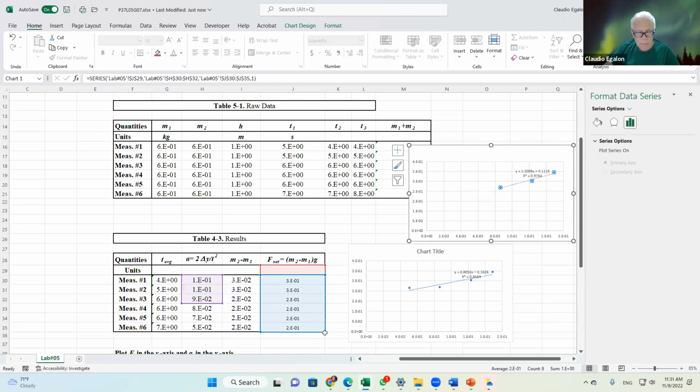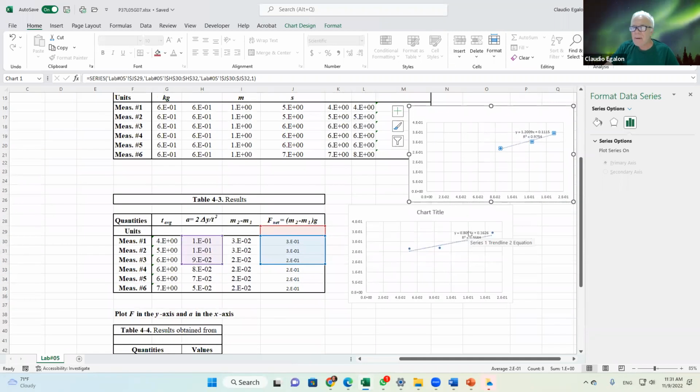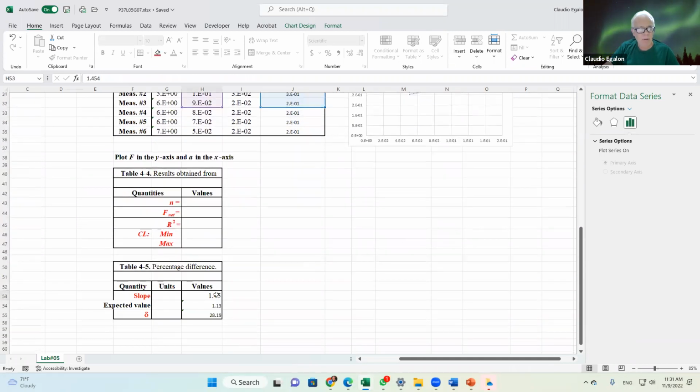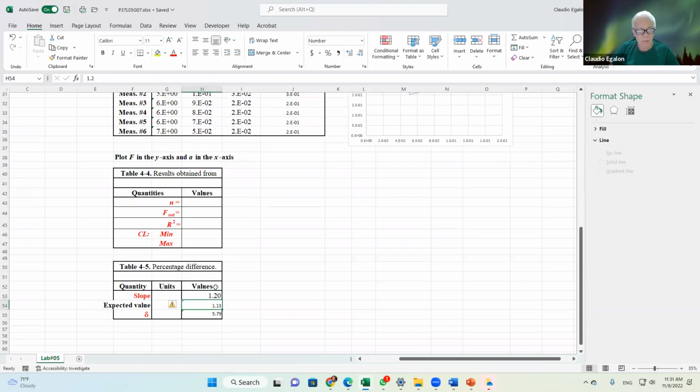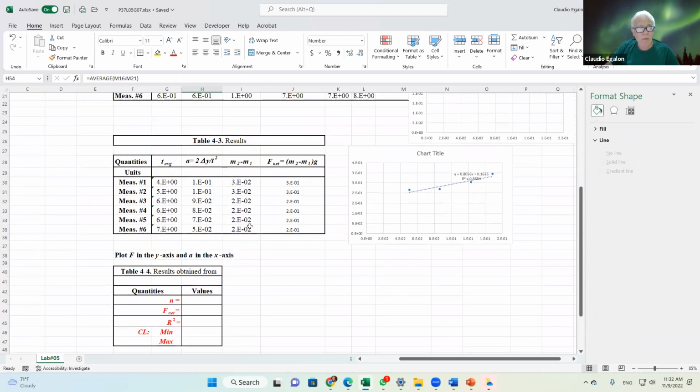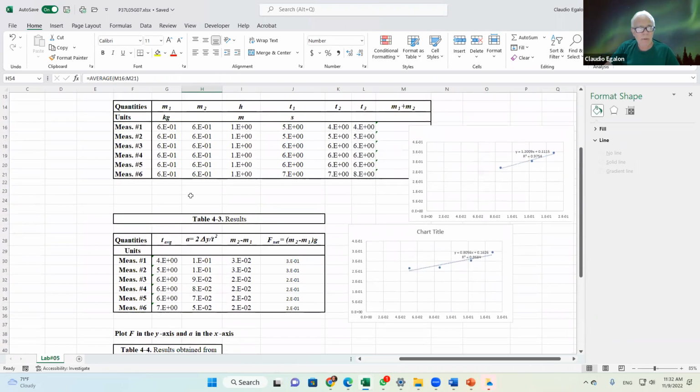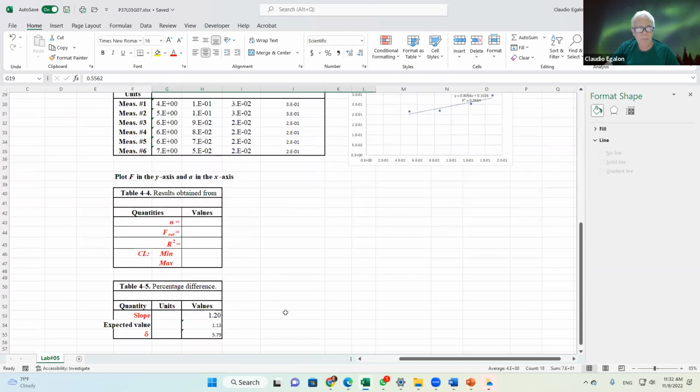Let's see if we get a better result now. Yeah, now we are getting 1.2, right? But now we have so few data points. When we reduce the number of data points, you start to question the validity of your data. But it looks like the problem was those 3 data points, right in here.